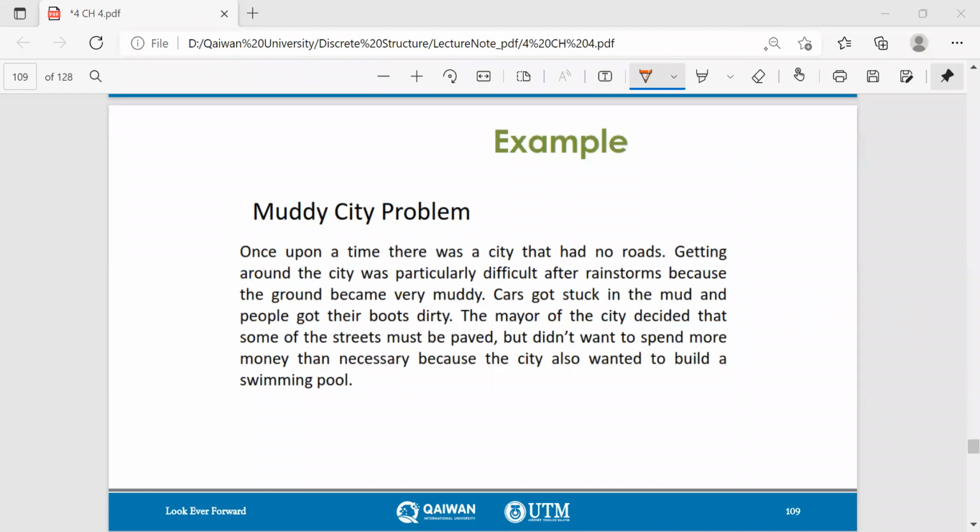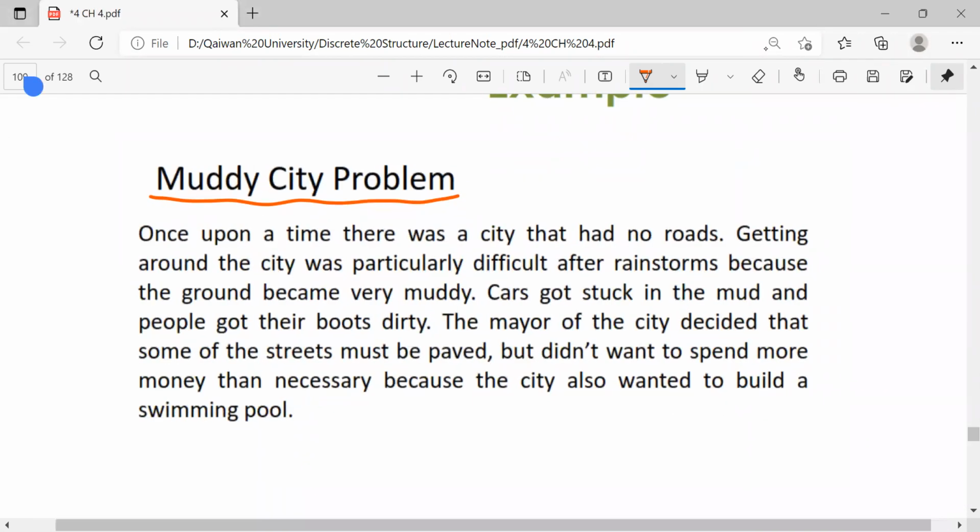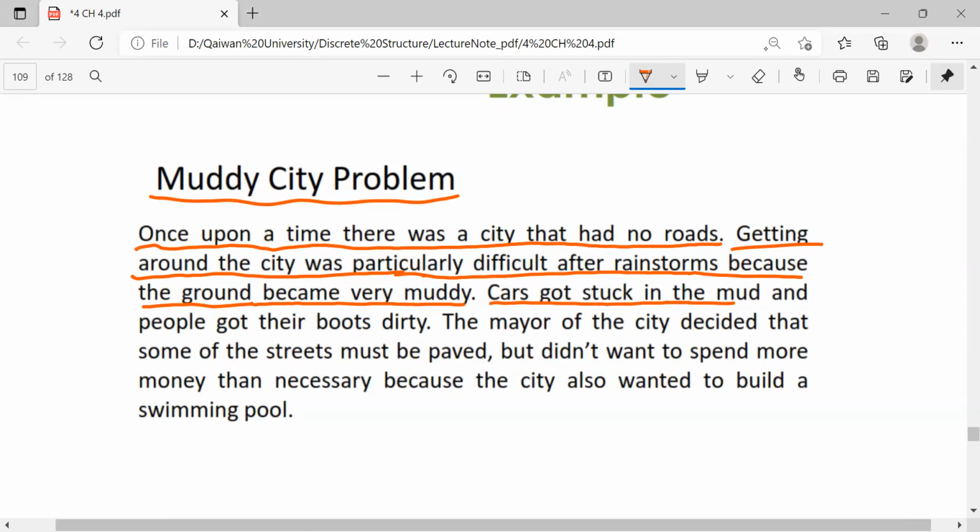We have this example. It's about the muddy city problem. Here, this is the story. Once upon a time, there was a city that had no roads. Getting around the city was particularly difficult after rainstorms because the ground became very muddy. Cars got stuck in the mud and people got their boots dirty.